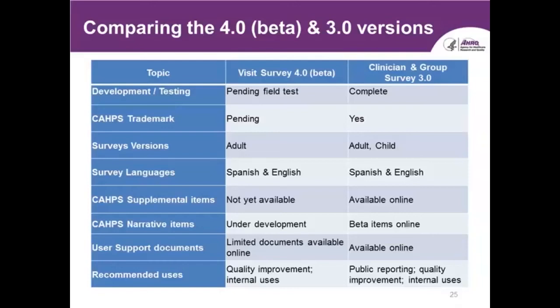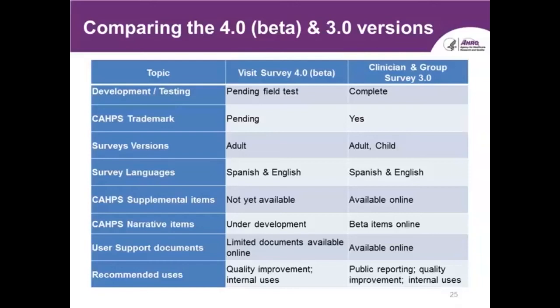In contrast, there are both adult and child versions of the 3.0 survey. Both surveys are available in English and Spanish. As with all CAHPS surveys, both the Visit 4.0 and 3.0 versions of the survey are intended to be compatible with supplemental items. And for those new users, Karen reminded us that there are a number of you.